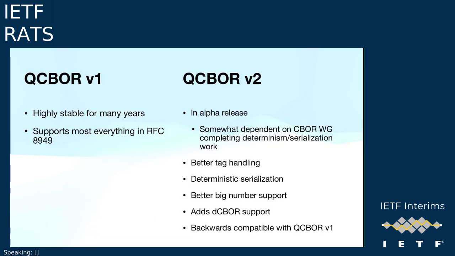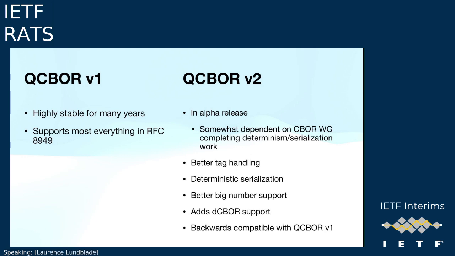Next slide. So QCBOR v1 is out there and it's been highly stable for many years. It supports just about everything in RFC 8949. The goal in QCBOR is to implement everything in RFC 8949. It's sort of modular. There's some ifdefs where you can turn features off if you want small code size. So that's how I manage to keep the code size down and still implement everything.